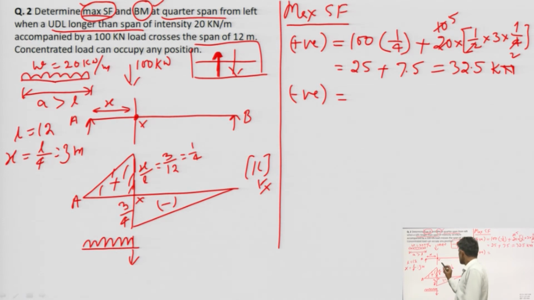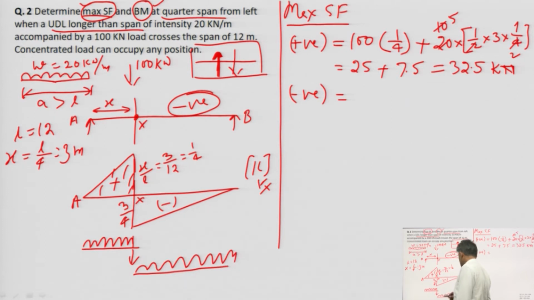Look here, this is the negative segment, from x to B. This is the negative side of the shear force. Therefore, to have the maximum value of shear force, the entire UDL should occupy this segment. And the point load, what should be its position? The point load should occupy this place, at the section itself.